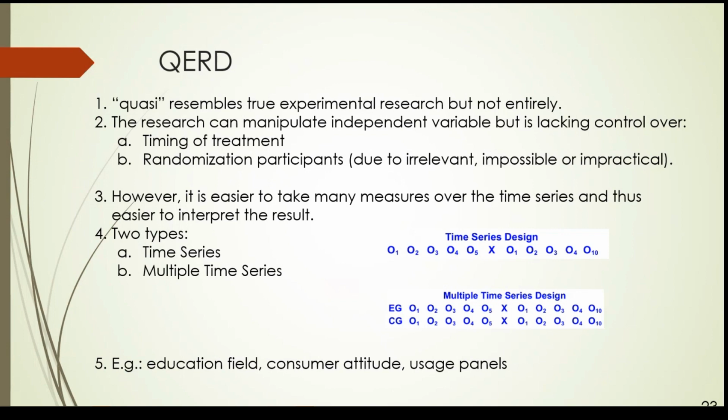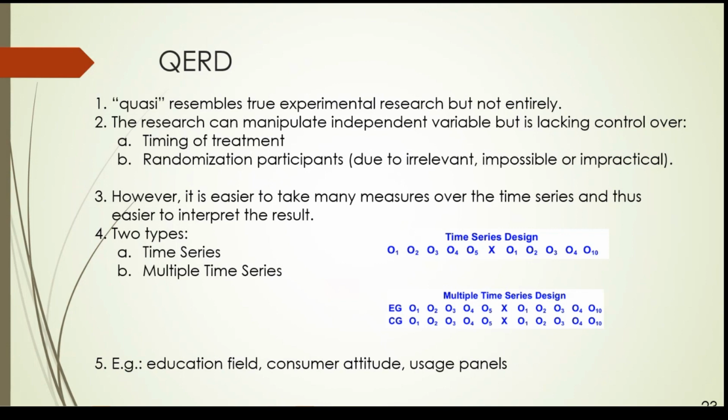For example, timing to do the treatment, and then not enough participants. Maybe you only have 10 participants, but actually you should at least have 30, but you only have 10, then how? We still proceed with the experiment, right? But we cannot say it's true experiment because there are some bias there, because there are some constraints, we cannot fix the constraints, so we just go ahead. This is called quasi. All right.